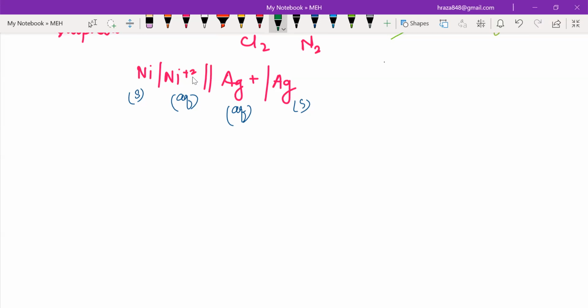Whenever you are going to calculate the number of electrons, you need to check whether it is balanced or not. Did you check it? No. You just need to check it. First, you are going to check it.